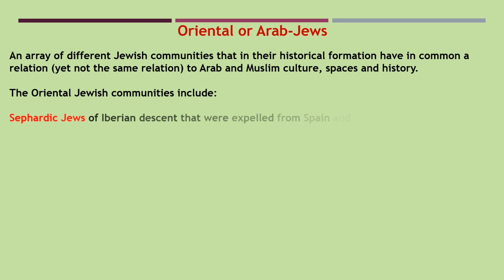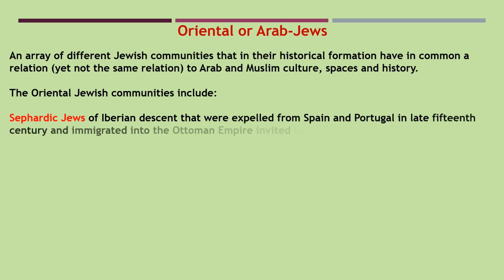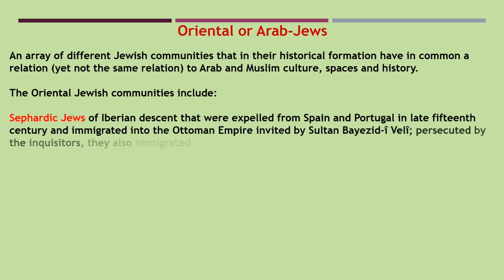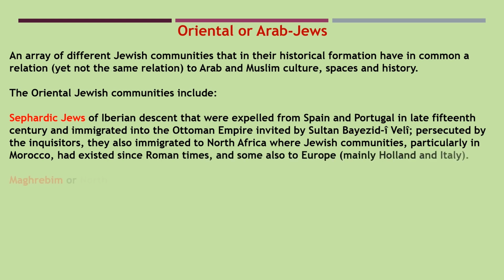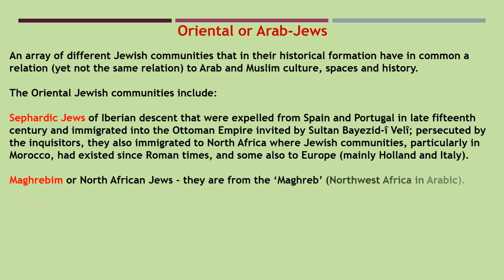These Oriental or Arab Jewish communities include, as we already know, the Sephardic Jews of Iberian descent from Spain and Portugal. We haven't said yet that these Jewish communities were expelled from Spain in 1492, the same year that the last Muslim caliphate fell after the Battle of Granada. And many of these Sephardic Jews were absorbed within the provinces of the Ottoman Empire because they were invited by the Sultan Bayezid II.